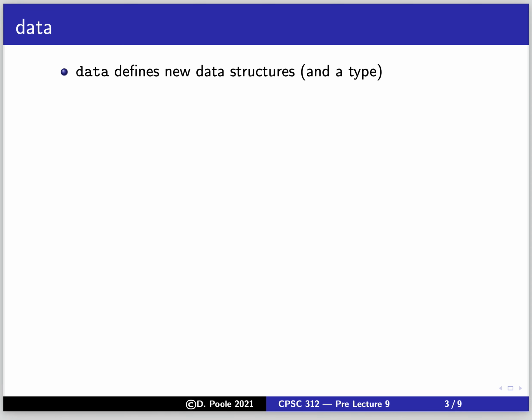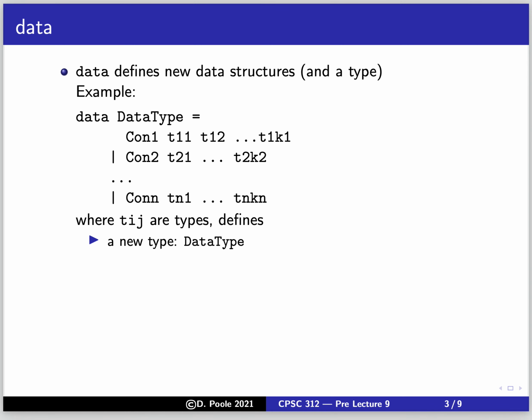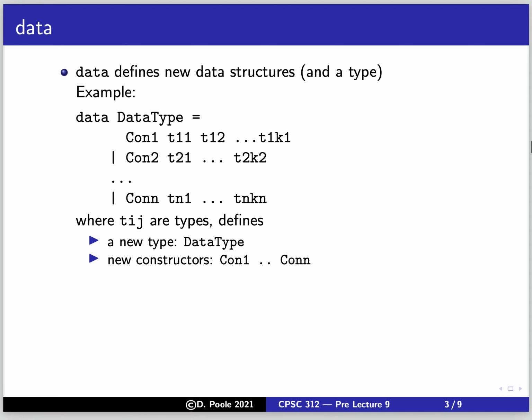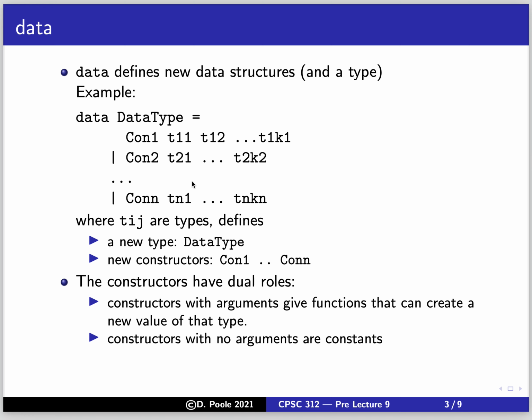The other part we're going to do is data, which defines new data structures and a type. So in general, we have data, then a new type, and then we have all these constructors, constructor C1 up to constructor Cn, which define new constructors. These T, I, J are all types.